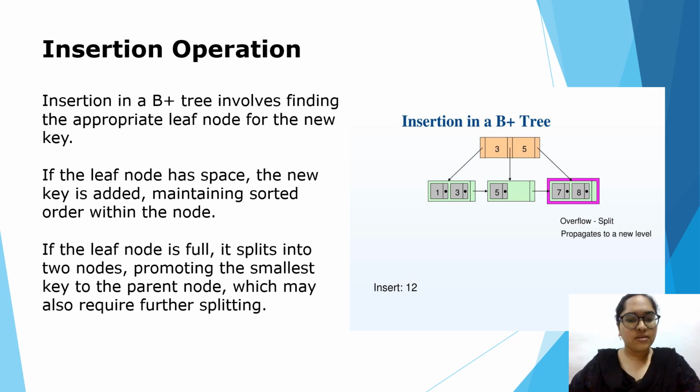And there are some points, like if the node is full, it splits into two nodes, promoting the smallest key to the parent node, which may also require further splitting. So basically, this splitting is based on the order that we have given. Suppose we have the order only 2, then if the third element is going to be inserted in the same level, the node will split. Likewise, insertion will be performed in B plus trees.